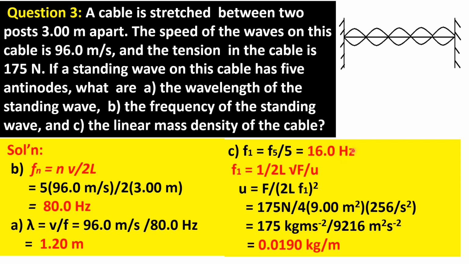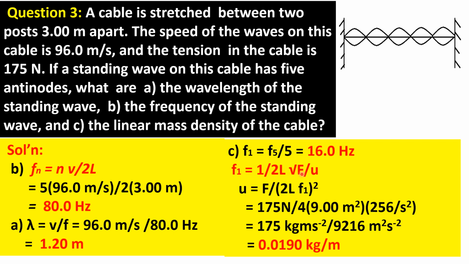This is what we are going to use to determine the linear mass density, because what is used in this formula is the fundamental frequency F1. That's why we don't use the Fn equal to 80.0 hertz. Instead, we use 16.0 hertz. This corresponds to the value of the fundamental frequency.